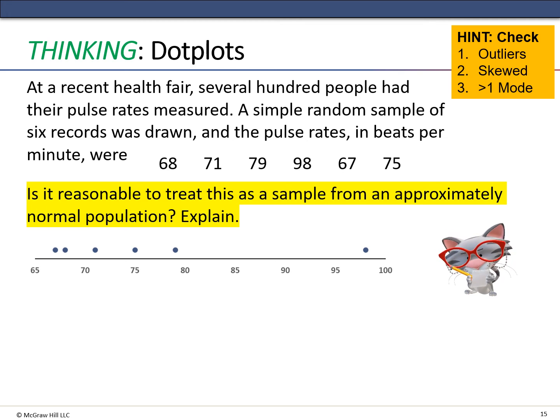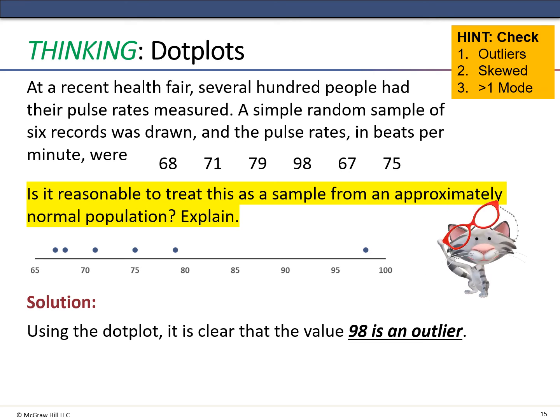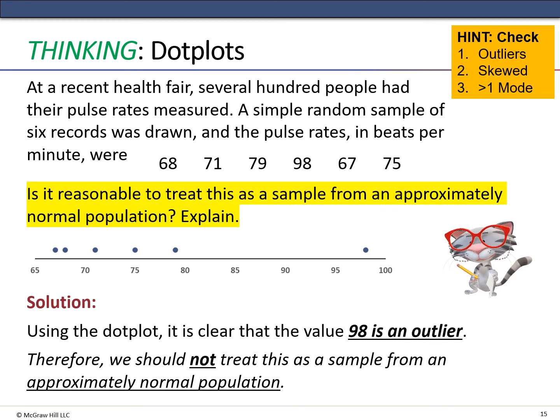So again, we do a dot plot between 65 and 100 because all the values are there. The first thing hopefully you notice right away is that there's this value that's separated by a long distance from the others. Most of the values are between 65 and 80, and yet this one is closer to 100. So immediately we see the first point, we have an outlier. As soon as we see that, we reject the assumption that the population is normal.